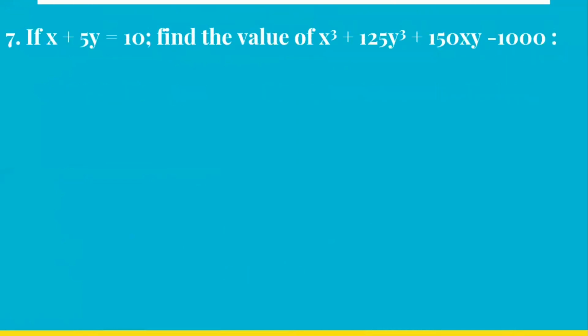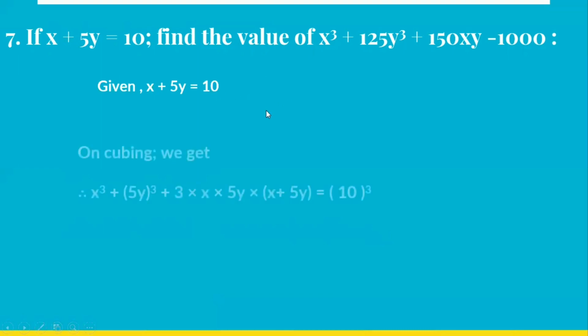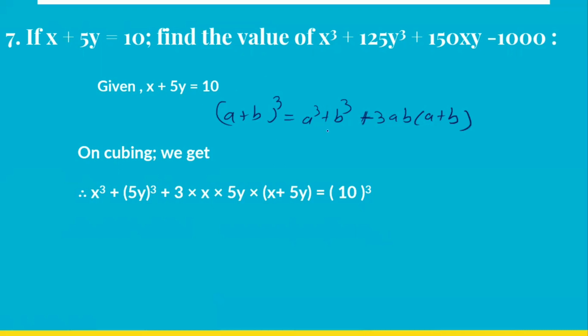Got it? Now, question number 7. If x plus 5y is equal to 10, find the value of x cube plus 125y cube plus 150xy minus 1000. This is again easy, children. So x plus 5y is equal to 10, right? Let us cube it. On cubing, we use the identity a plus b the whole cube is equal to a cube plus b cube plus 3ab in bracket a plus b. So we have put it over here.